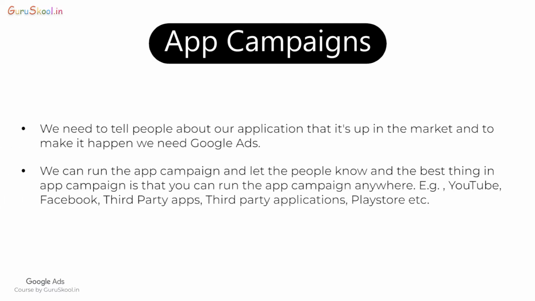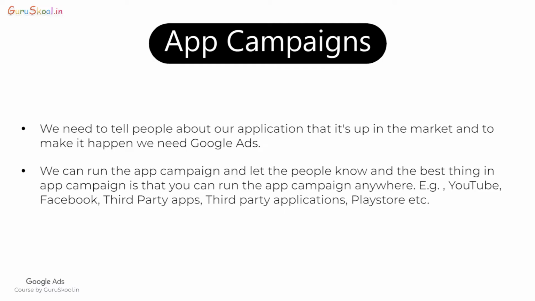How do we do that? We can make it happen through Google Ads. We can run the app campaigns, and then we can let other people know. The best thing about the app campaign is you can run it anywhere: just like YouTube ads, on the Google Play Store, on third-party websites, on third-party applications, wherever you can run the app campaigns. That's the best thing about it, right? So this is all about what an app campaign is.